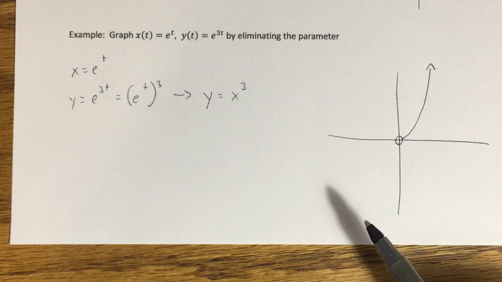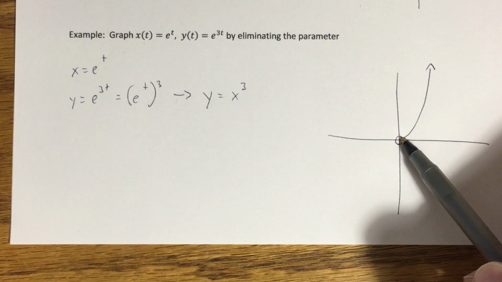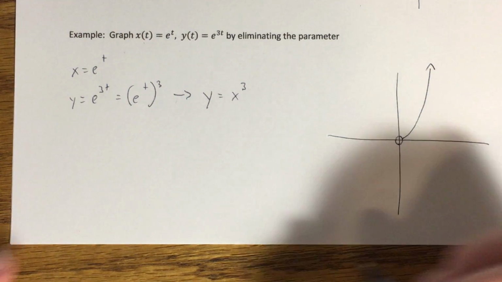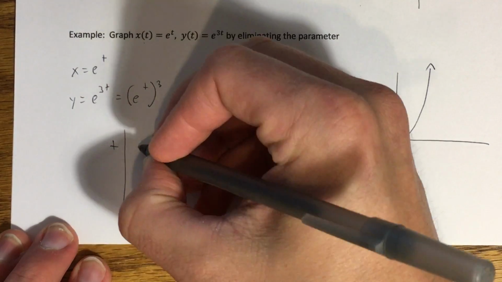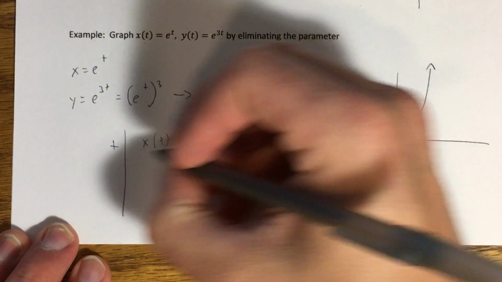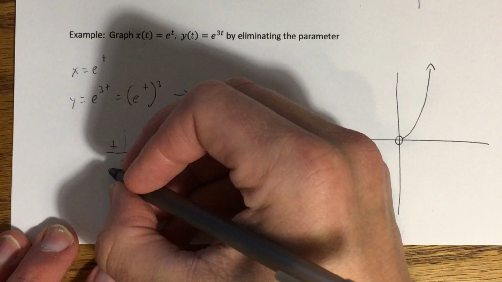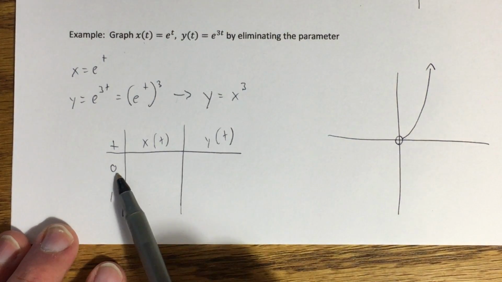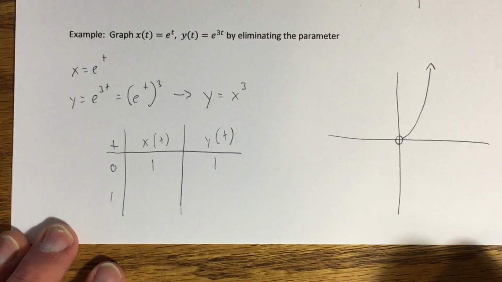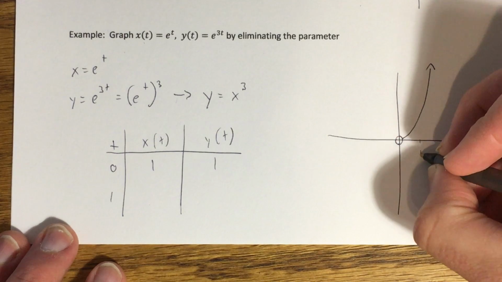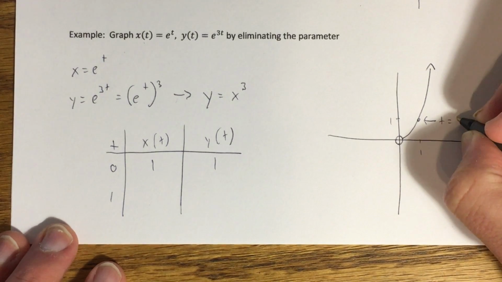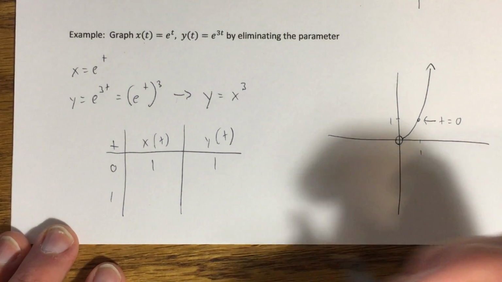Now, what's the orientation? Well, it seems intuitive that the orientation would be moving away from the origin, but if we want to verify that, we just need to pick a couple of values to plug in. So I'm going to make a small table for my graph here, and just plug in a couple values of t, maybe 0 and 1. If I plug a 0 in, e to the 0 and e to the 3 times 0 are both equal to 1. That corresponds to the point (1, 1). So if (1, 1) is right here, that corresponds to the point where t is equal to 0. What about if I plug in a 1?